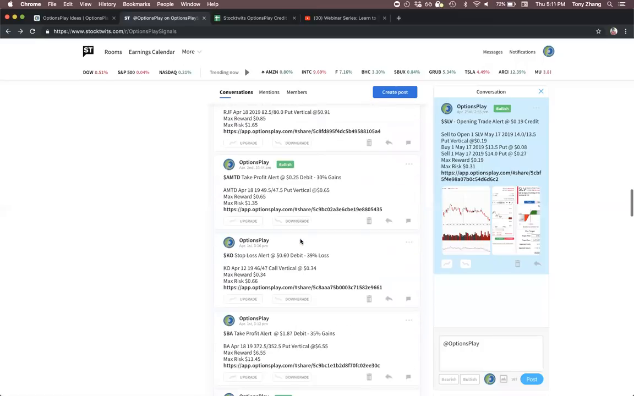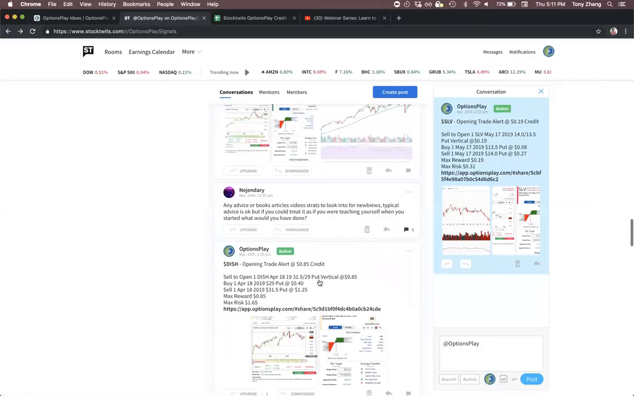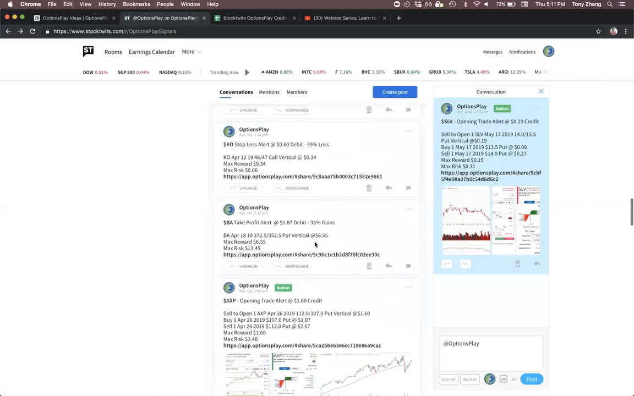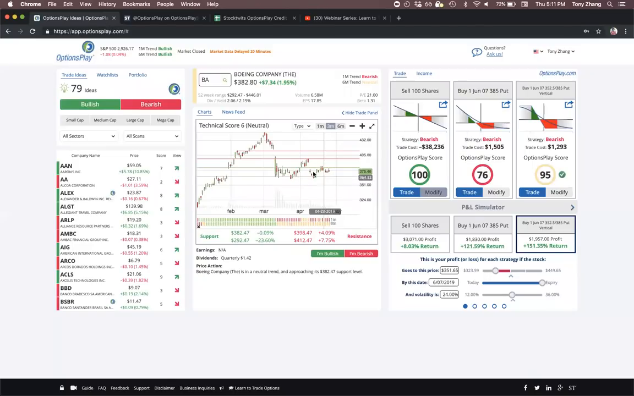And just a few days later, we were able to take profit. We sold the credit spread at $6.55 on March 27th, and then on April 1st, just 4 days later, when the stock had rallied, we bought back that credit spread for $1.87. That made a 35% gain. So here's an example of trading Boeing when it was near that bottom.